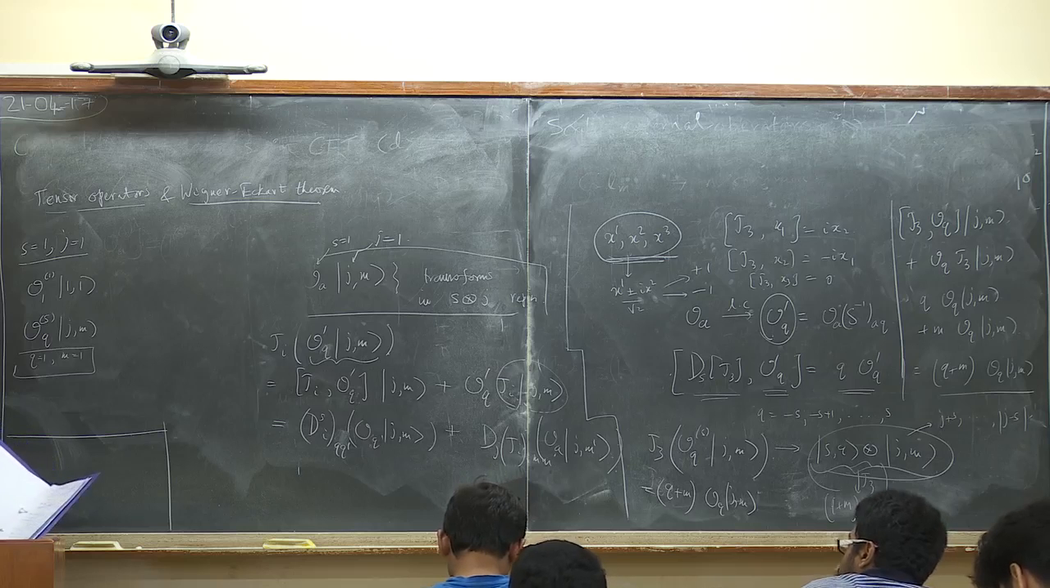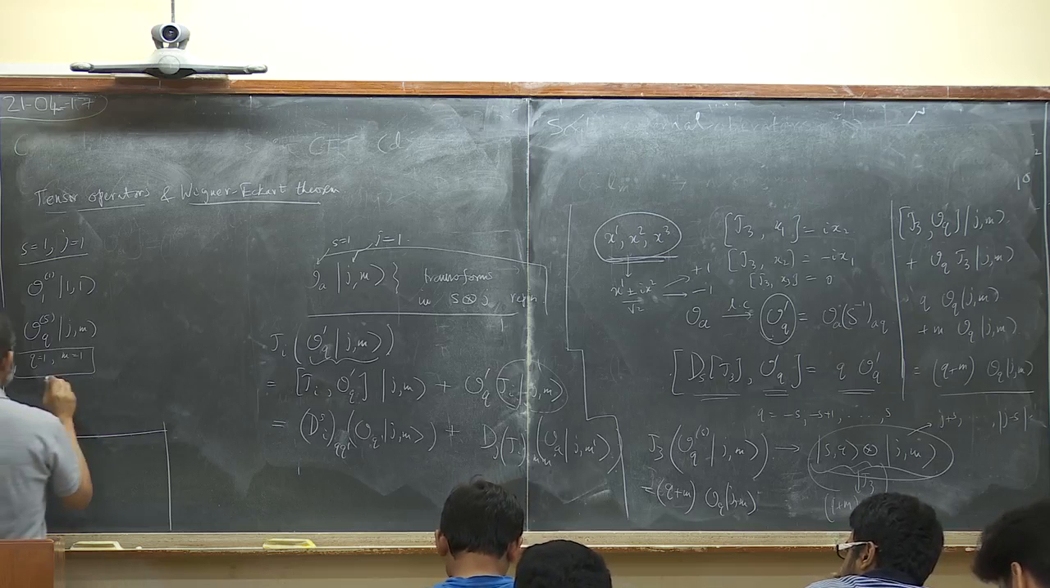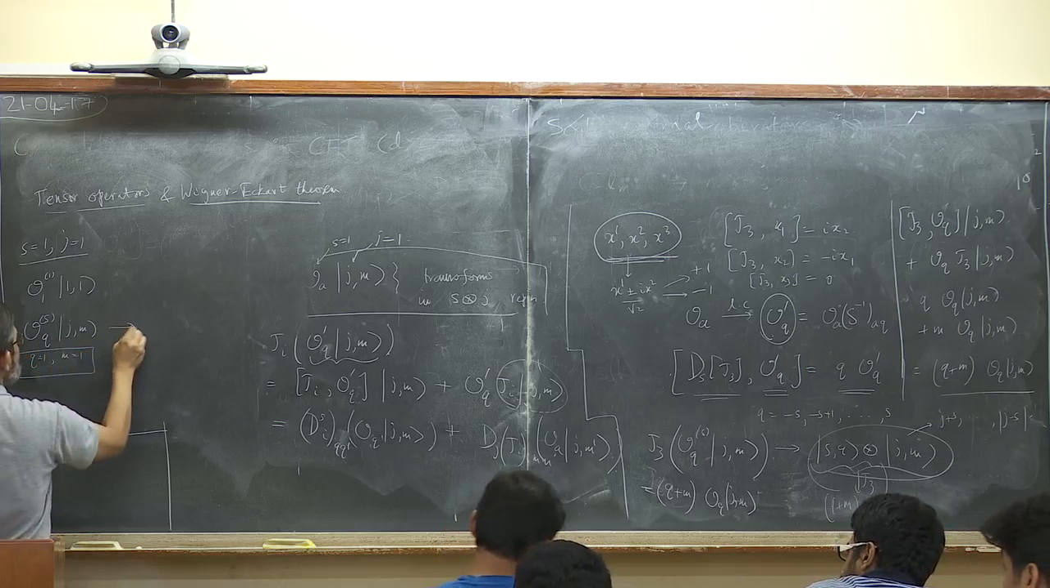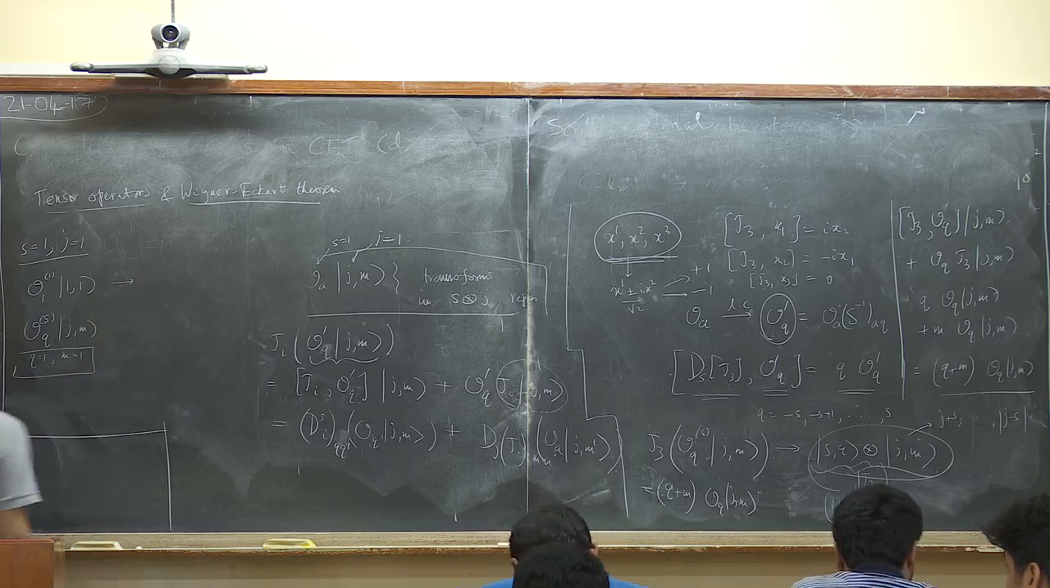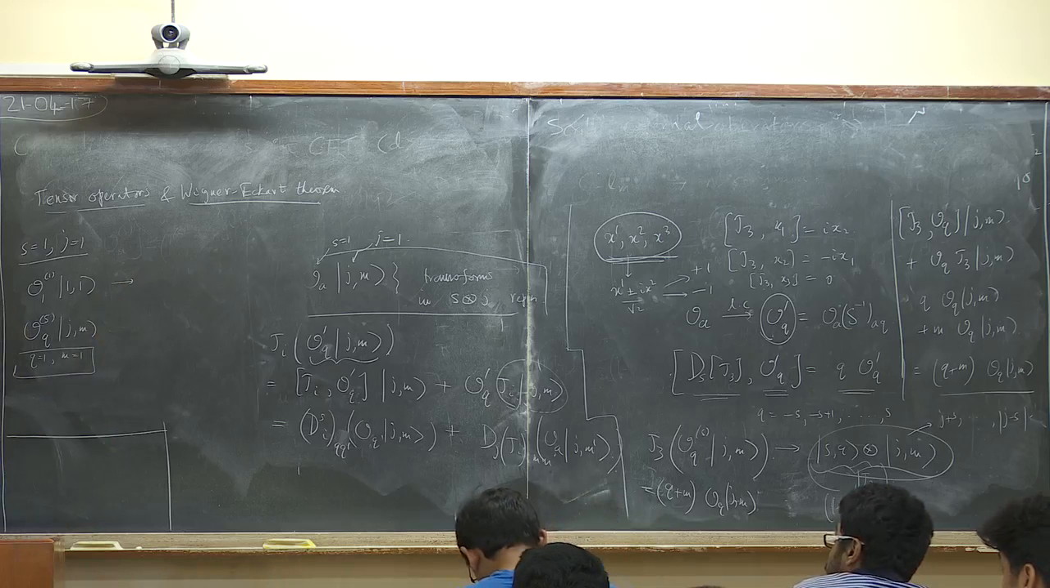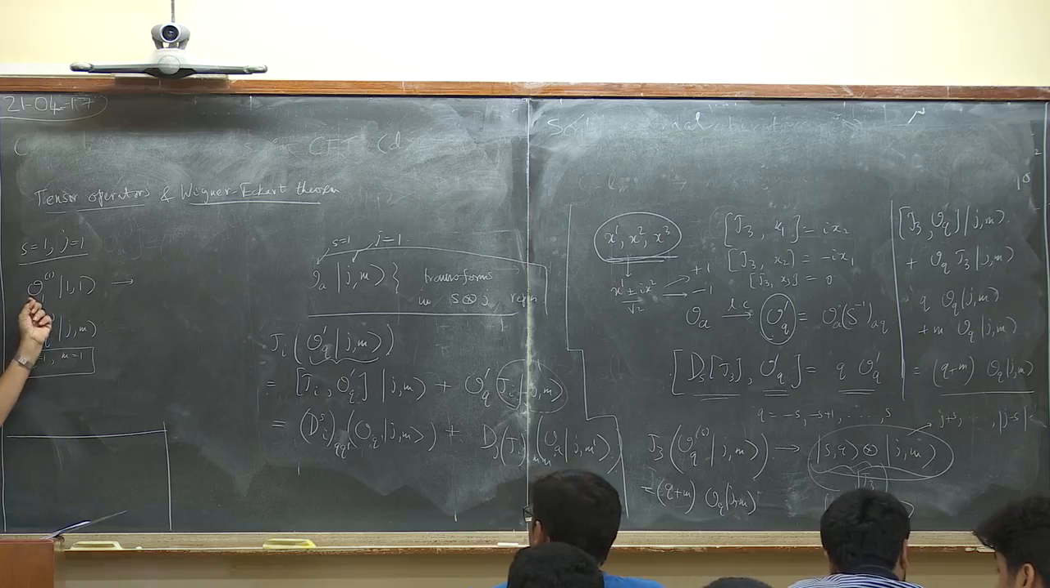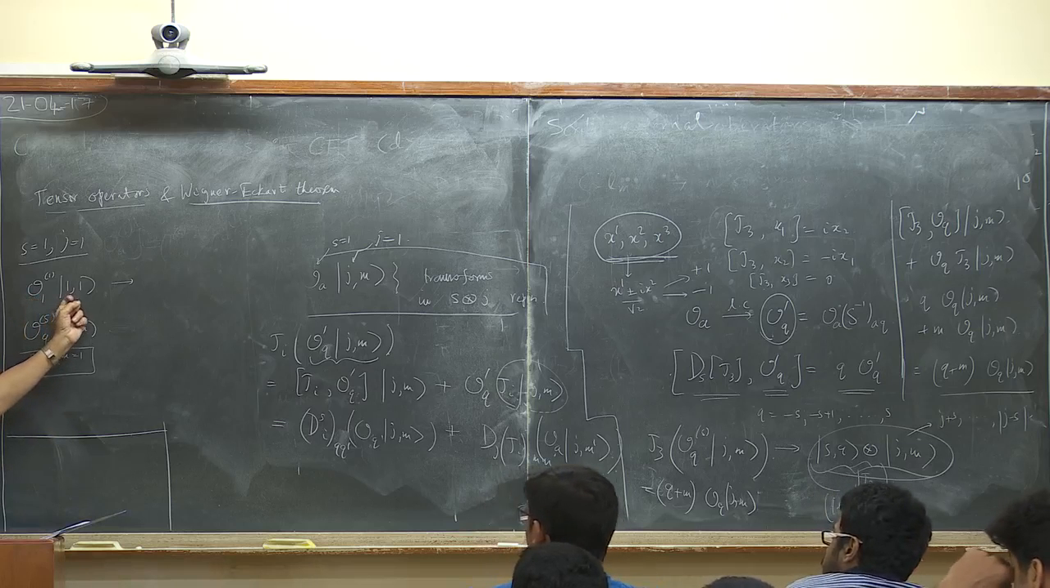Is that clear to everybody? Okay. So this, therefore, okay, good. So now this clearly is a highest weight state of spin 2. Is that clear to everybody? This is like the highest weight component of the operator. This is the highest weight state.